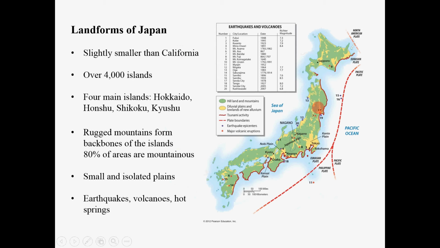Japan is a mountainous country, and there are lots of rugged mountains. 80% of Japan is covered with mountains. The mountain here form the backbone of the Honshu Island. There are also many small and isolated plains, and these are the important agricultural region.